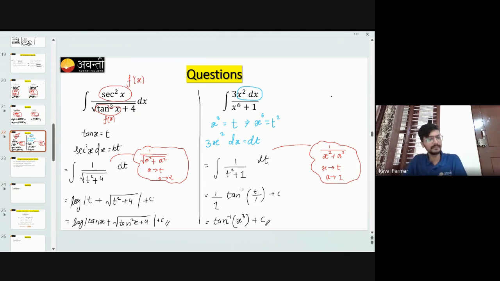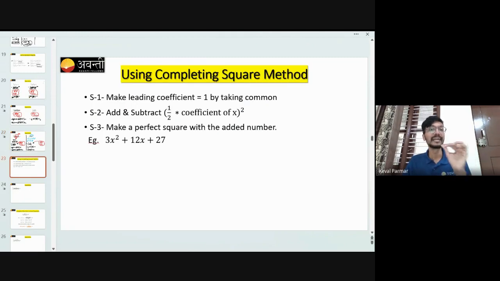Next was the interesting part. You must have done this before also, but we'll again revise it. Not the method, the technique you must have done before, which is the completing square method. Now, what do you mean by completing square method? You must know this. To make a perfect square out of a quadratic. If a quadratic equation is given to me, how do I make it a perfect square?